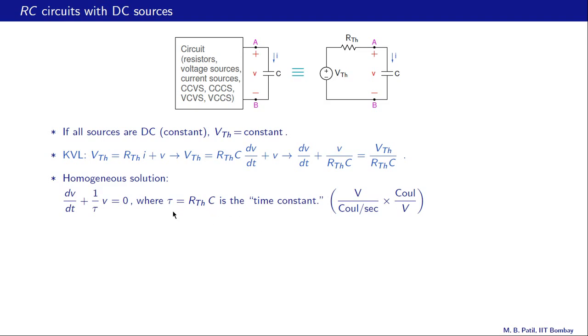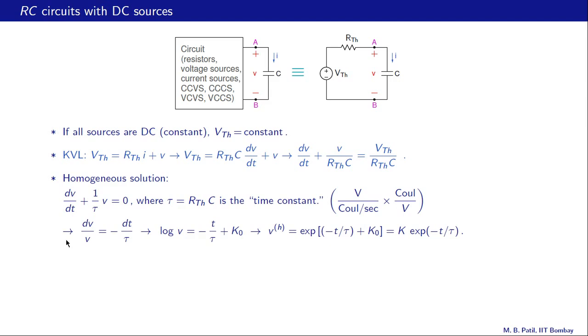This time constant tau has units of time, and let us quickly verify that. What are the units of RTH? It's a resistance, so the units are ohms. Ohms is volts per ampere, and ampere is coulombs per second. What about C? C has units of charge per voltage, that is coulombs per volt. So the volts cancel out, the coulombs cancel out, leaving behind seconds. That is the unit of time.